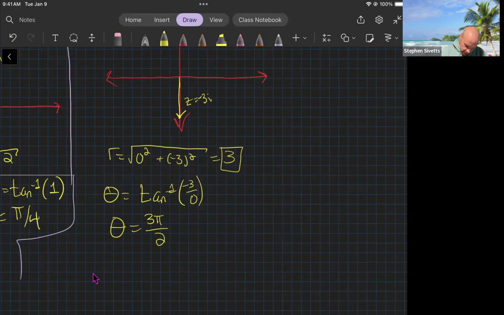Okay, so z is equal to 3 times e to the I times 3 pi over 2, excuse me. Okay, hopefully that made sense. All right, 3 pi over 2.